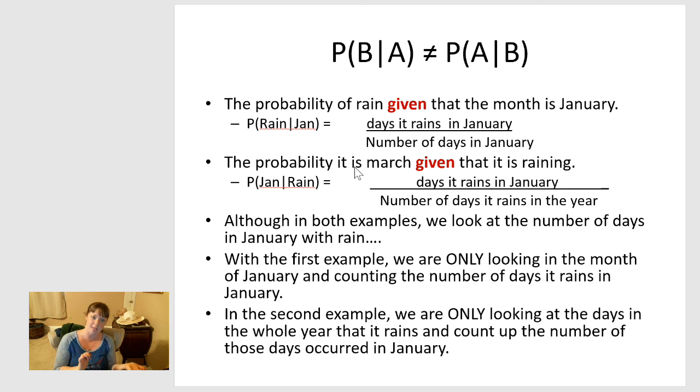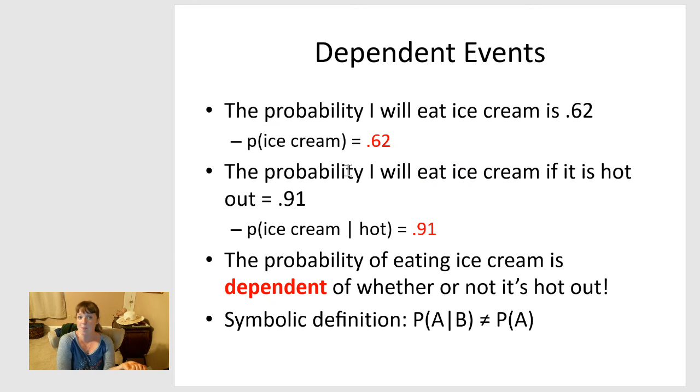B is influencing A, like car ownership in Saudi Arabia. The probability of owning a car is not the same thing as the probability of owning a car given that you're a woman in Saudi Arabia. Or in my previous example, the probability that I want ice cream, period, on any given day, cold, rainy, snowy, windy, Santa Ana condition, is 0.62. But the probability that I want ice cream on a hot day, a conditional probability, is much higher, 0.91. So these are dependent events, right?